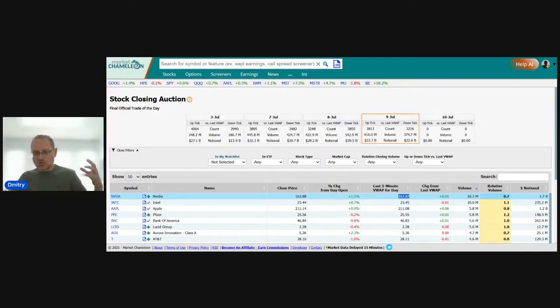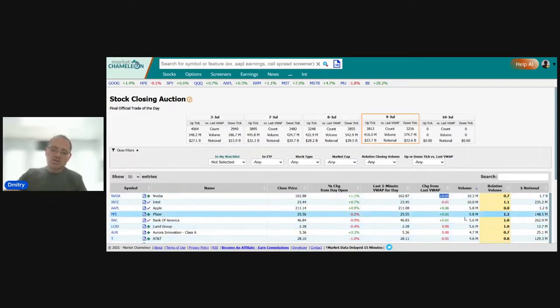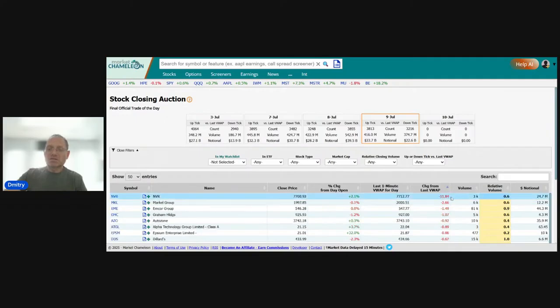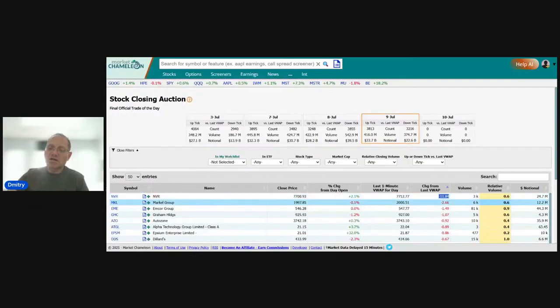Okay, so when we look at which side it could be on, we look for upticks and downticks for some clues of where there might have been some type of an imbalance. So, if we see a really big price change from the last minute, that could suggest, let me see, maybe something like this was down $11. I mean, this is a high price stock.